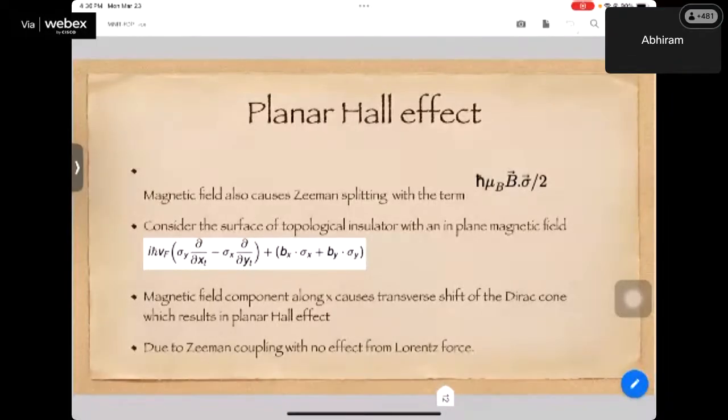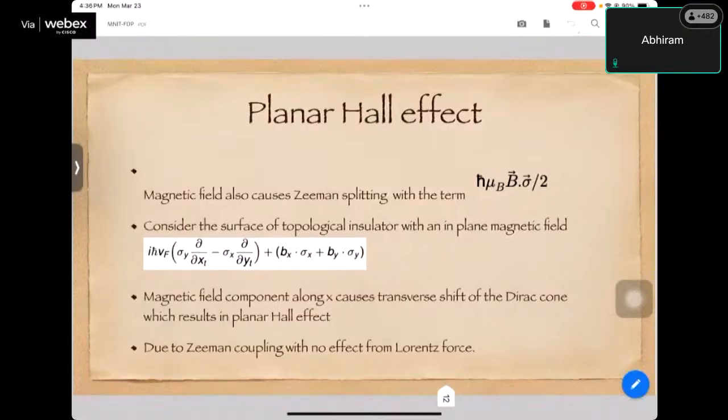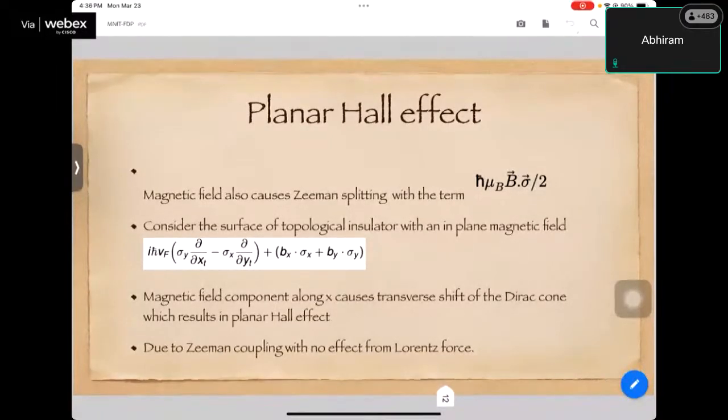So what is planar Hall effect? When you apply a magnetic field, as I said, there is this Lorentz force, which is there classically also. But there's also another thing which is called Zeeman effect, that this magnetic field shows. Electrons are spin half particles, right? So electrons not only have charge, but they also have spin. The spin is represented by this vector sigma. So this magnetic field also couples to the spin, that is B dot sigma. So that is the Zeeman coupling.